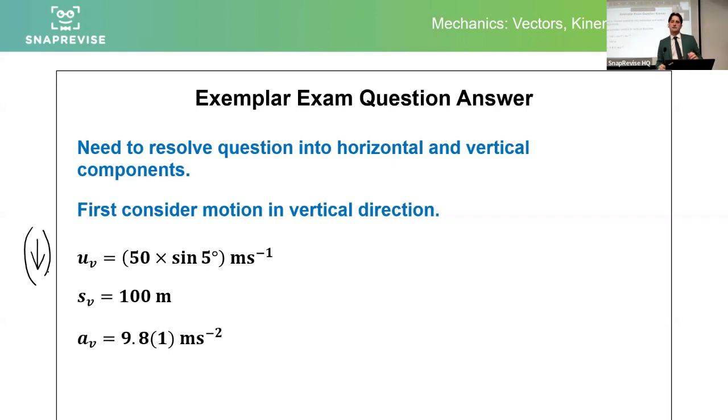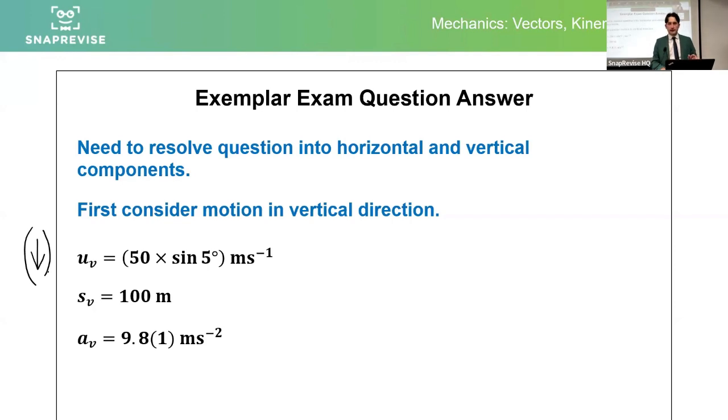There would be no reason to put upwards as positive because it's fired downwards. Gravity's happening downwards. It ends up downwards. So everything would have minus signs. So you might as well make the downwards direction the positive direction. And then everything's positive: your initial velocity, your displacement, and your acceleration.